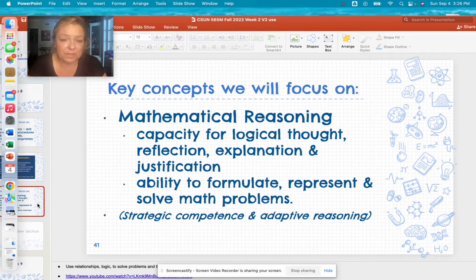So, mathematical reasoning is a capacity for logical thought, reflection, explanation, and justification. It's the ability to formulate, represent, and solve math problems. So, this sort of connects strategic competence and adaptive reasoning.